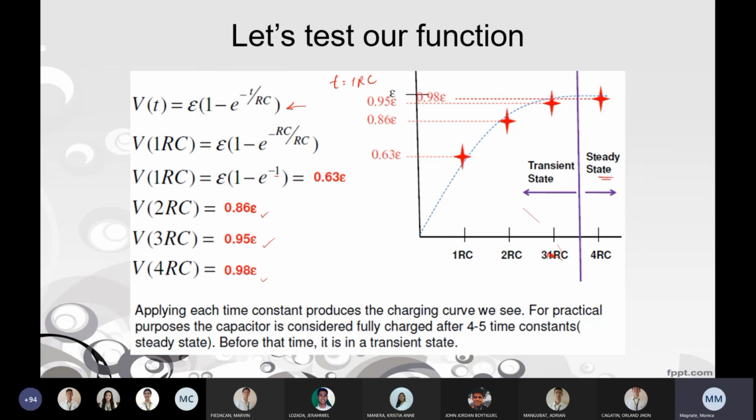Okay? So, yung capacitor daw natin is considered fully charged after 4 to 5 time constants, or kapag nandun na siya sa steady state. Bago niya ma-reach yung steady state, meron tayong transient state na tinatawag.